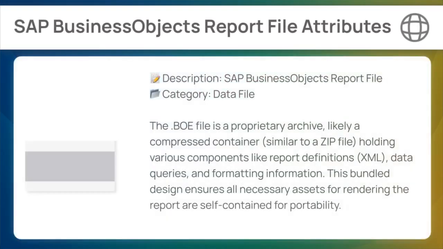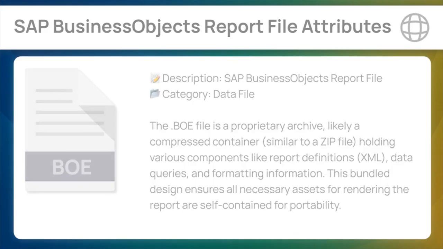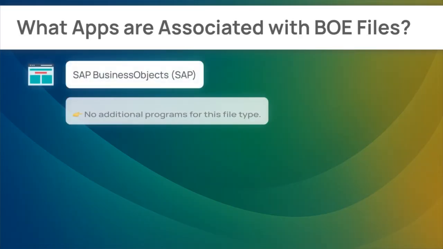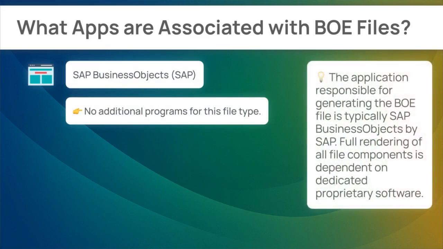The .boe file is a proprietary archive, likely a compressed container, similar to a zip file, holding various components like report definitions, XML, data queries, and formatting information. This bundled design ensures all necessary assets for rendering the report are self-contained for portability. An essential utility for interacting with BOE is recognized as SAP BusinessObjects by SAP. Full rendering of all file components is dependent on dedicated proprietary software. Windows lacks full understanding of custom data formats, so proper reading requires dedicated tools.